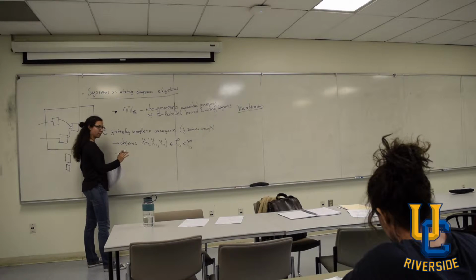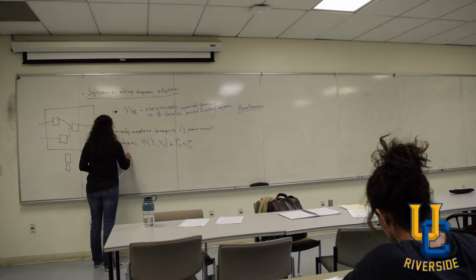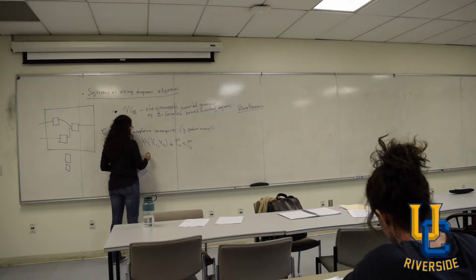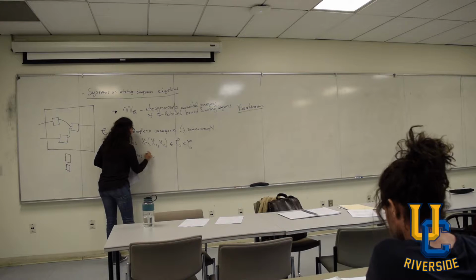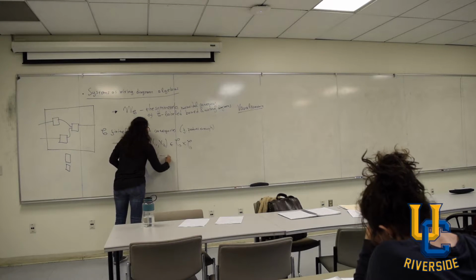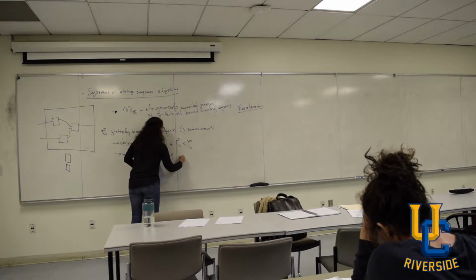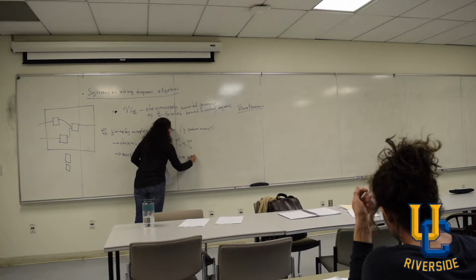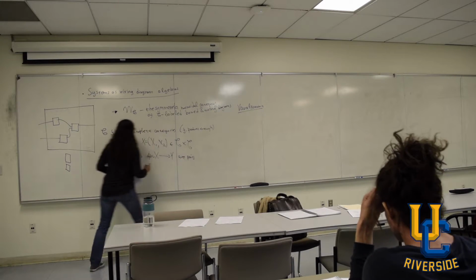Okay, the objects are just pairs. Now morphisms are also pairs, okay, so let me just write phi from x to y are pairs of morphisms in C. Okay, as follows.